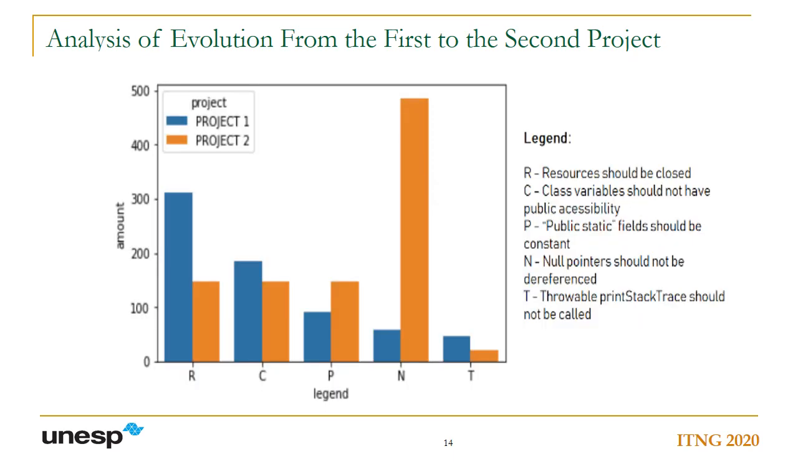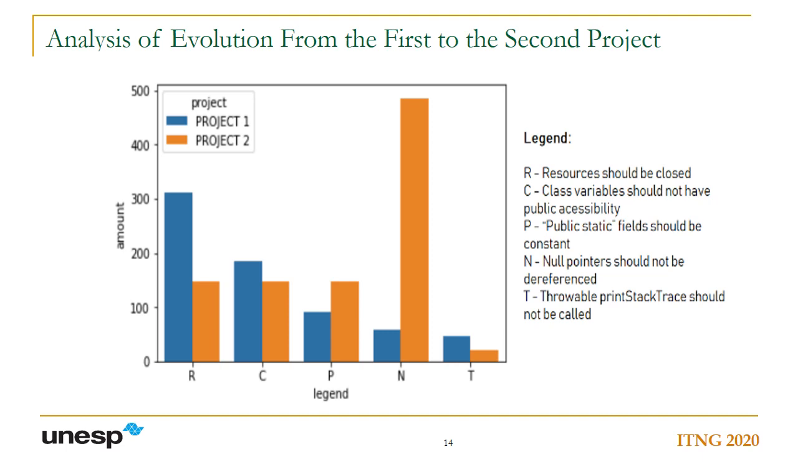At last, we compared the 5 most common violations from project 1 to the most common violations from project 2. This bar chart shows side by side the number of violations in project 1 and project 2, alongside a legend for identifying these 5 main violations. Notice that both "resources should be closed" and "class variables should not have public accessibility" decreased, even though the students still make such mistakes. The "public static fields should be constant" violation increased because project 2 has more reading and writing files than project 1.